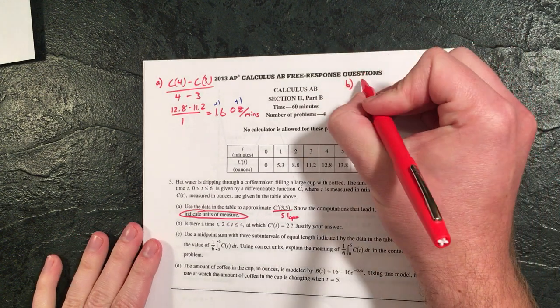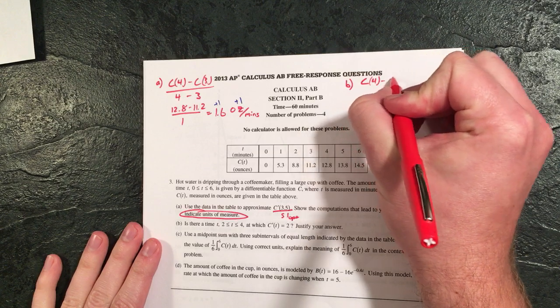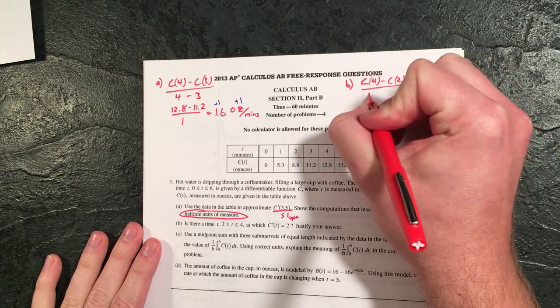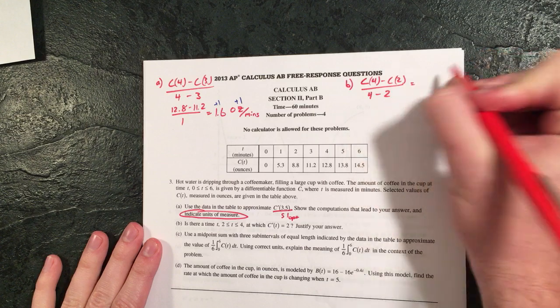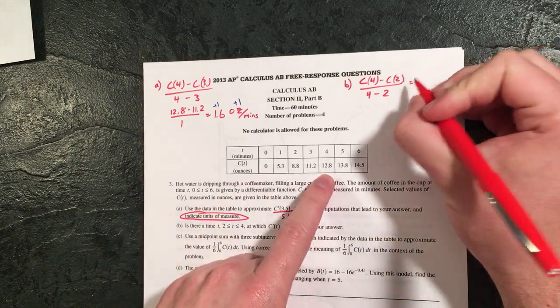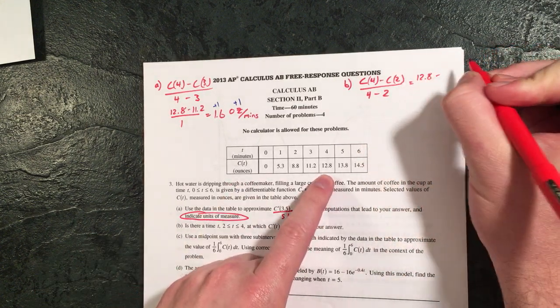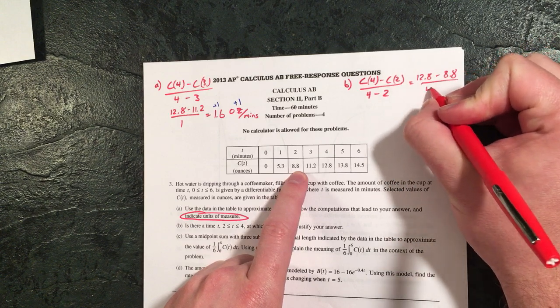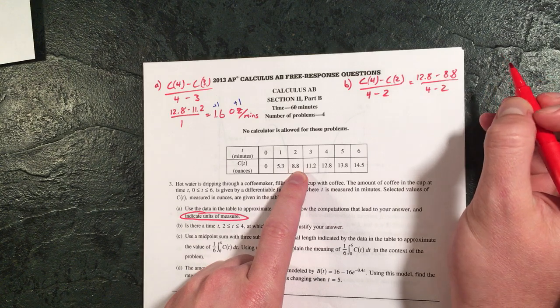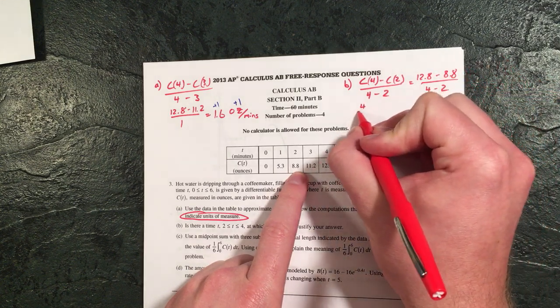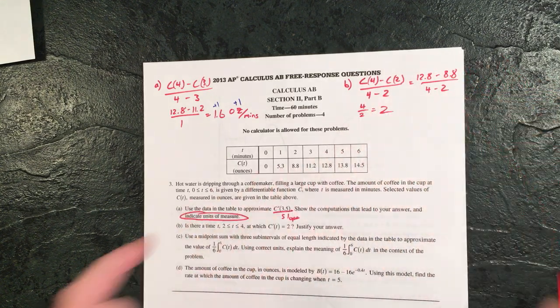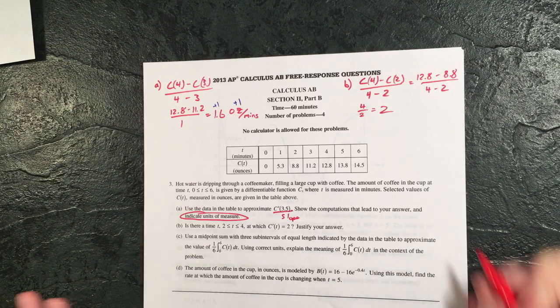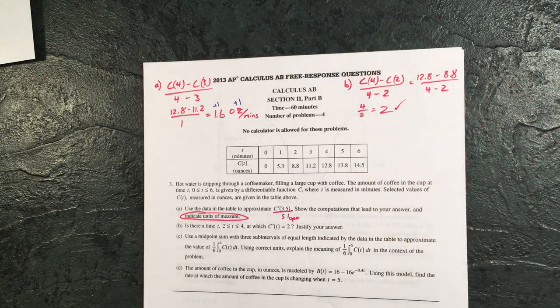So I would be saying C of 4 minus C of 2 over 4 minus 2. C of 4, 12.8 minus 8.8. That's a nice one. All over 4 minus 2. So we have 4 over 2, which is 2. And that's exactly what we wanted. Ding, ding, ding. That's a good one.